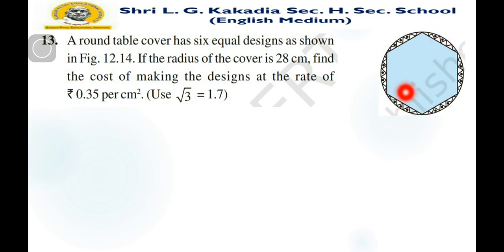If the radius of the cover is 28 centimeters, find the cost of making the design at the rate of rupees 0.35 per square centimeter. So first we have to find the angle subtended by this chord at the center, and also we find the area. We know that it is a segment, one type of segment, and there are 6 segments.